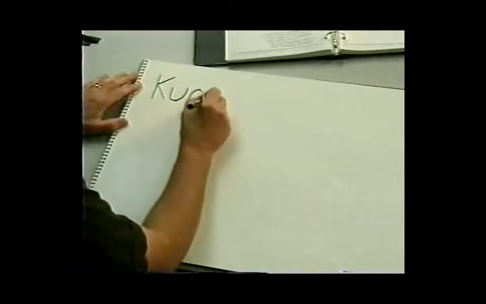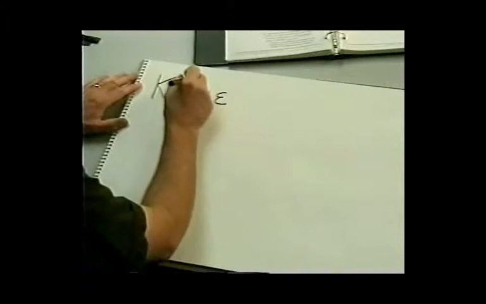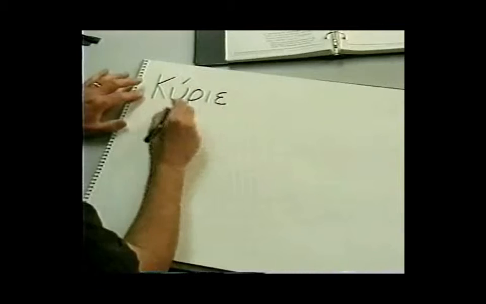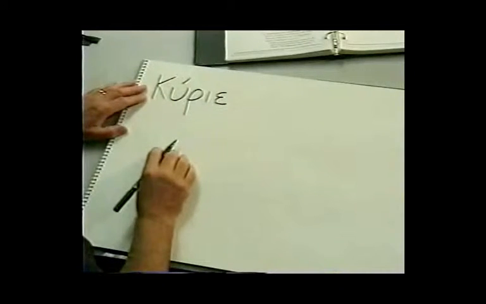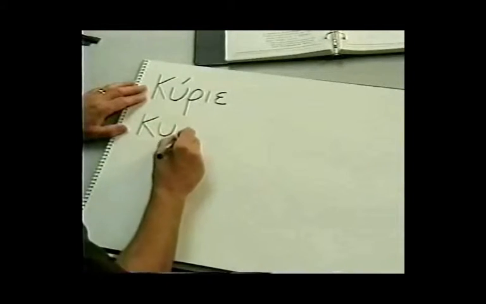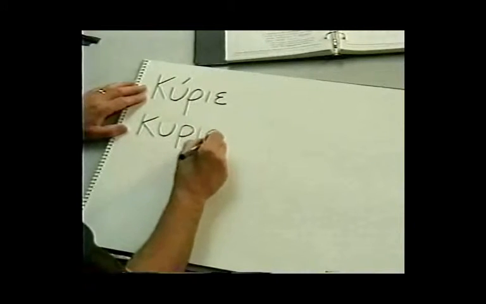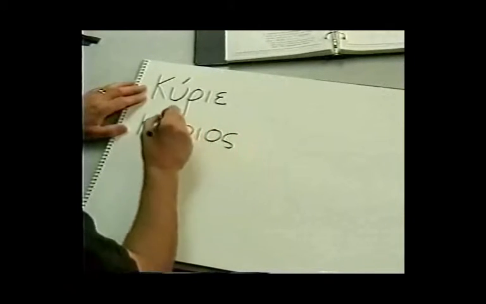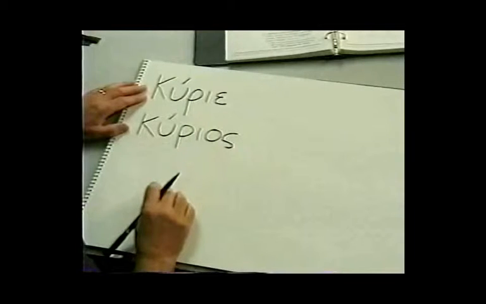We'll start out with the Greek word Kyrie, and I'll explain these words as we go through them. This word comes from the word Kyrios, and you've already learned the meaning of this word.